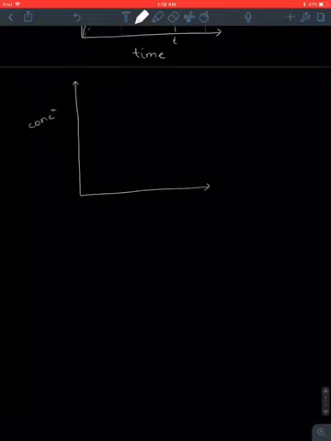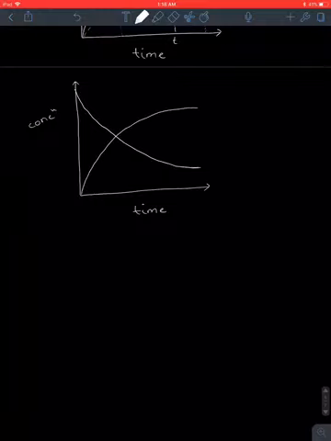This side I'm having concentration, this side I'm having time. Now for reactant, what we can say is that with the passage of time the concentration of reactant will decrease. So this is representing the concentration of reactant. And for product, with the passage of time the concentration of product will increase. So this is representing the product. This line is for the reactant and this one is for product.